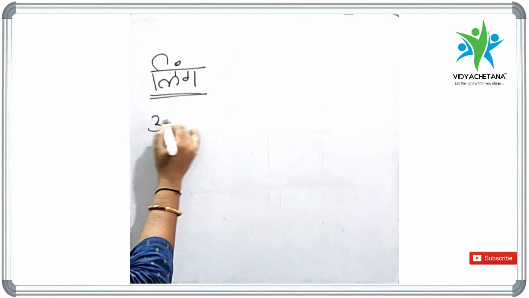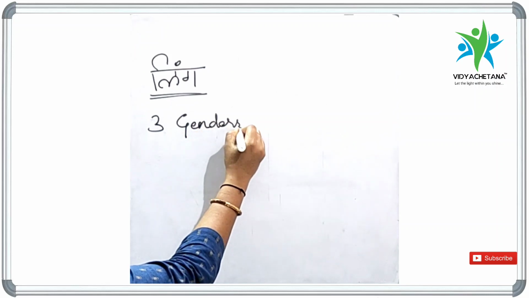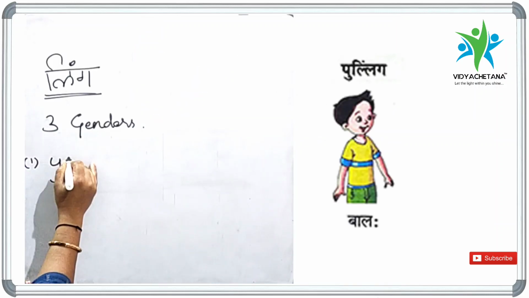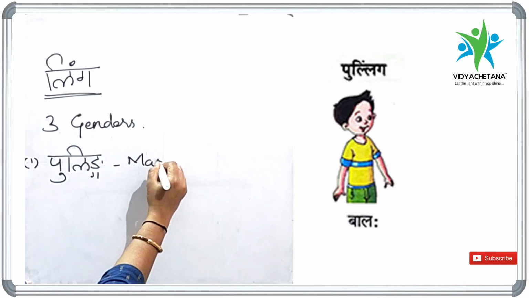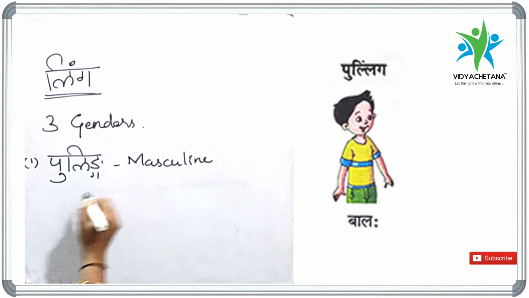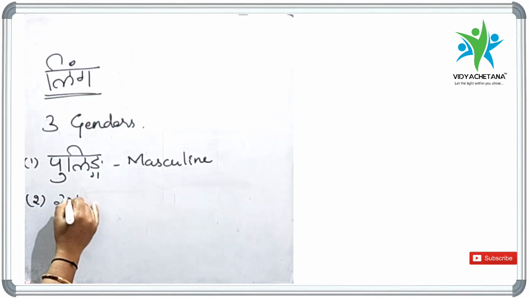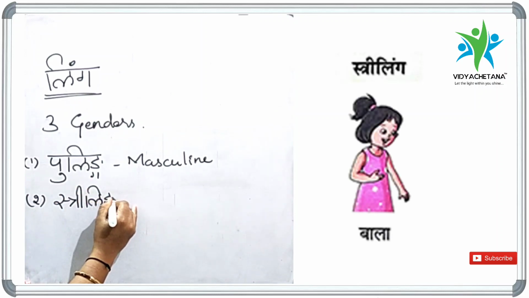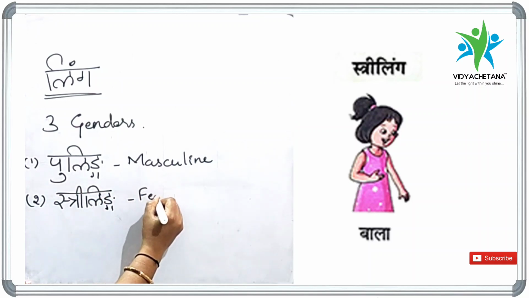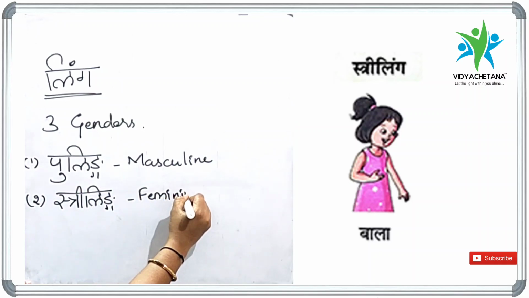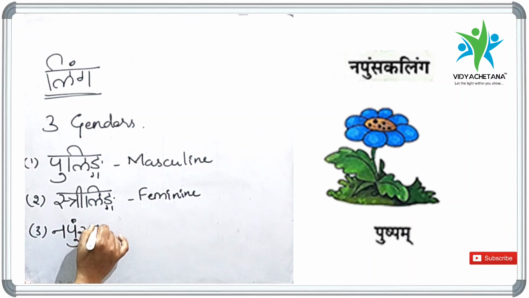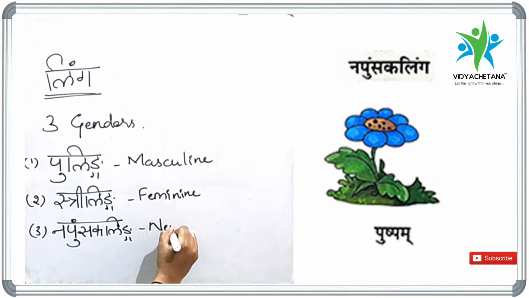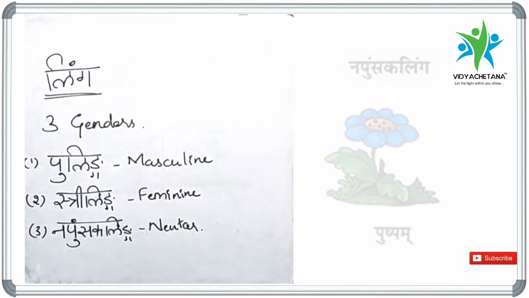In Sanskrit, there are three genders as I told before. The first gender is Pullinga, that is masculine, and the second gender is Strilinga, that is feminine, and the third gender is Napumsakalinga, that is neuter. So these are the three genders.